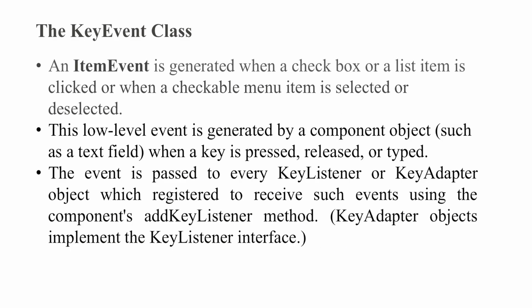So this item event is generated when a checkbox or list item is clicked, or when a checkable menu item is selected or deselected. It is generated when we select some list item, click some menu item, or click a checkbox, and then the item gets selected or deselected depending on the previous selection state.